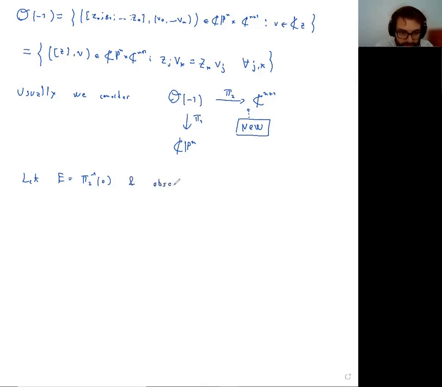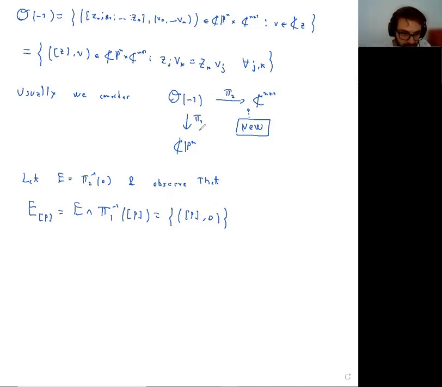And observe that if you intersect with the pre-image of a point, so if you consider E_P, which is nothing but E intersected with the pre-image via the bundle map of a point P in CP^n, this is exactly just P comma 0.